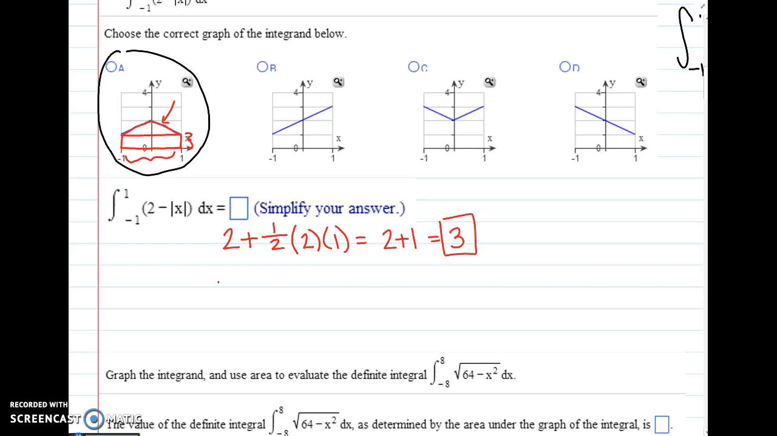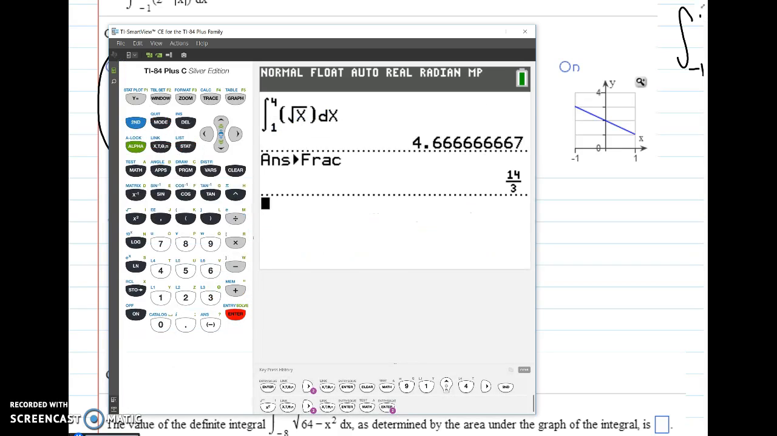So I'm saying that this integral from -1 to 1 of 2 minus the absolute value of x is exactly 3, which is kind of cool and kind of makes sense, right? We can see it on a graph. We can also type it into our calculator just to show you.